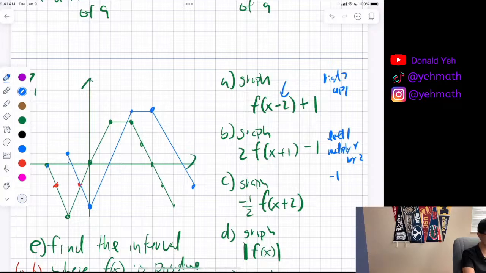So I'm gonna move this first point. I'm gonna do a red. So I am moving left 1. And multiply by 2 is still gonna be 0, which is 0 times 2 is 0. Minus 1 is gonna be right here. So this is my first point.